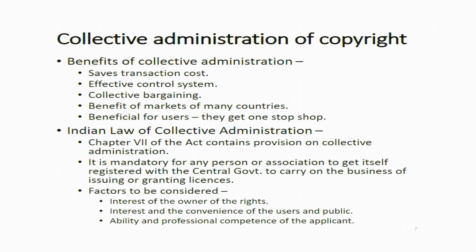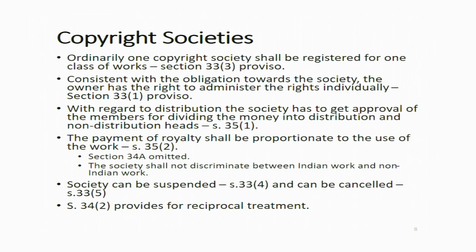Now, Indian law on collective administration is contained in chapter 7. It says that it is mandatory for any person or association to get itself registered with the central government to carry on the business of issuing or granting license. So, for any copyright society, in order to come into existence, the society will have to get itself registered. And when it applies for registration, there are certain factors which the central government will keep in mind. What are the factors? Interest of the owners of rights. The interest of right holders is to be considered. Second, the interest and convenience of the users. And third, ability and professional competence of the applicant. So, these are the factors which central government will consider before registering a copyright society.